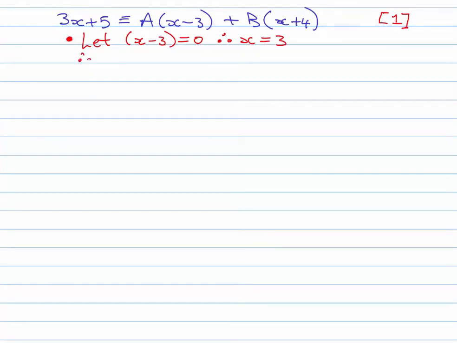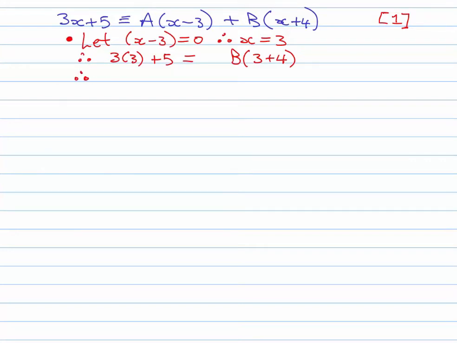Therefore, we're going to substitute x equals 3 into expression 1. So you're going to have 3 lots of 3 plus 5 equals, well, this a lots of x minus 3, that's 3 minus 3 in this case, because we're letting x equals 3, so 3 minus 3 is 0. 0 times a gives you 0, so we can leave a space there for 0. And then we've got b lots of x is 3 plus 4, so I'm just rewriting this expression 1 here.